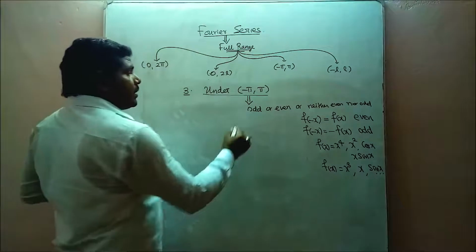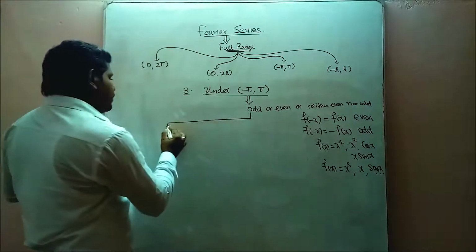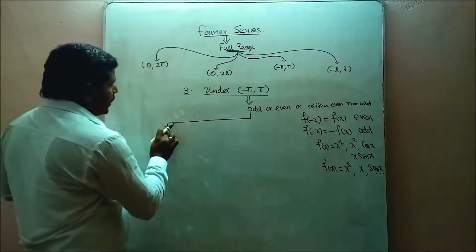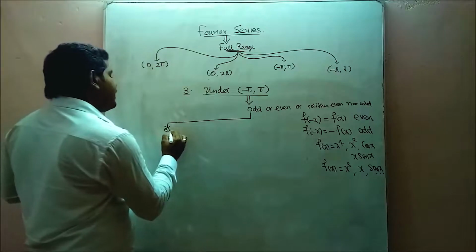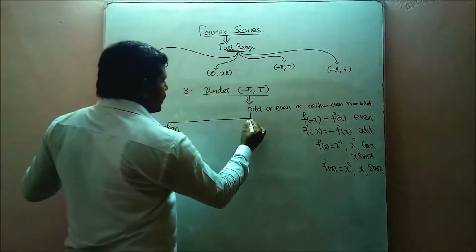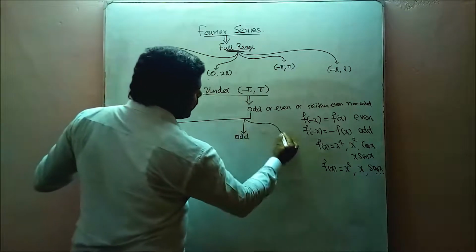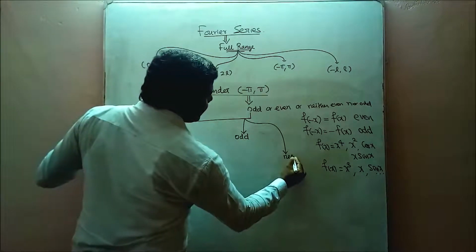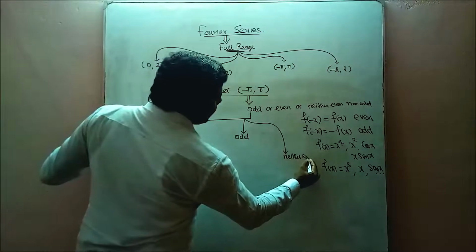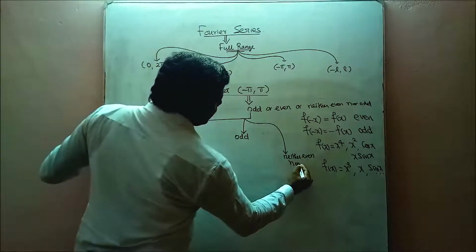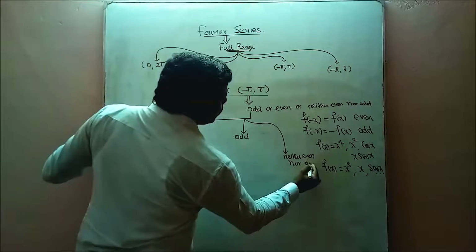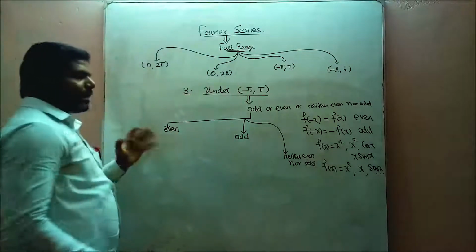So we have three categories. Suppose the given function is even. Second, the given function is odd. Third, the given function is neither even nor odd. In the மூணு கேட்டகரியில், we have to write the formula.